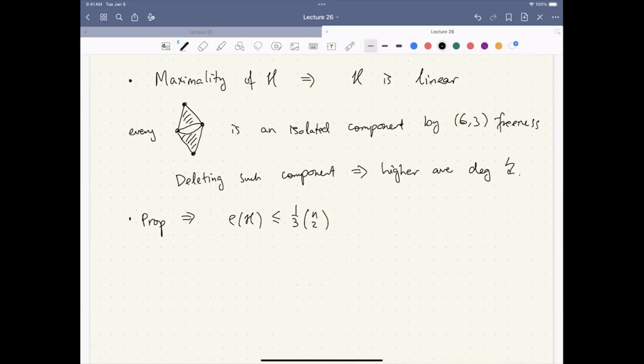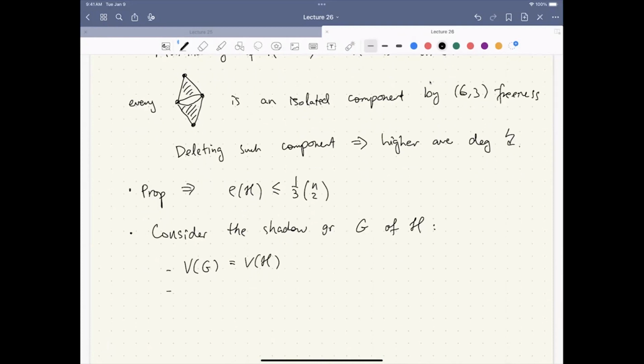The trick is we take the shadow graph of H. Consider the shadow graph G of H. What does it mean? The vertex set is the same as the vertex set of the hypergraph. And for the edge set, we turn a hyperedge in H into a triangle in G.